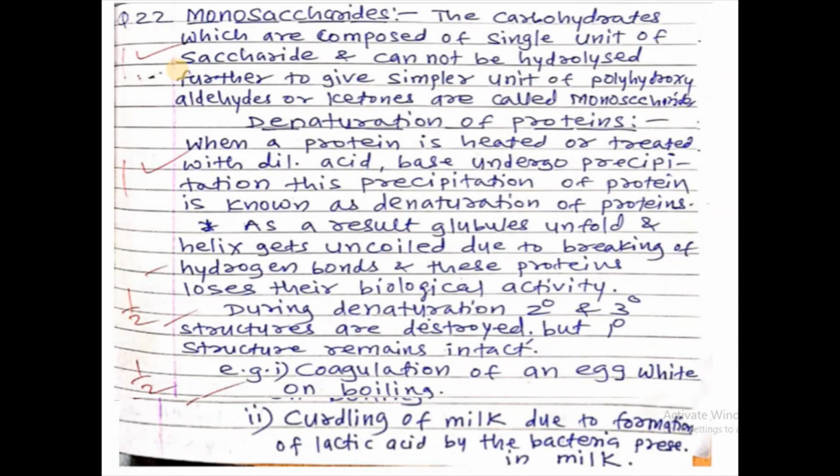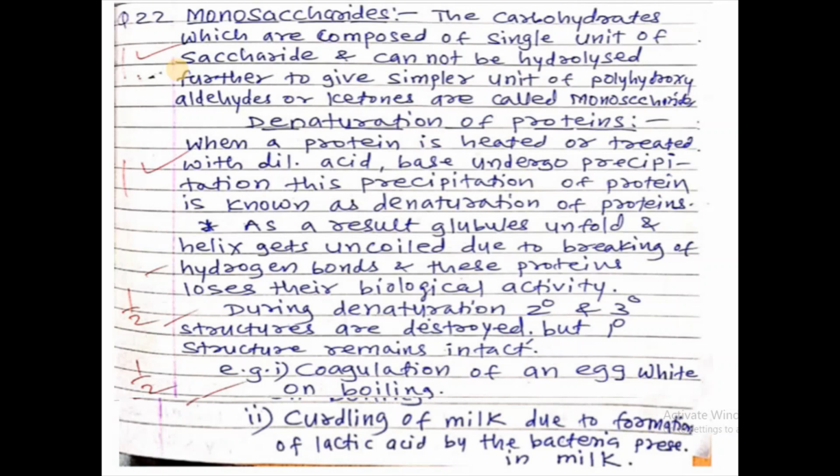Question number 22. What are monosaccharides? And explain denaturation of proteins. Monosaccharides are the carbohydrates which are composed of a single unit of saccharide and cannot be hydrolyzed further, or these are the basic units of the carbohydrates which do not undergo further hydrolysis, and these are known as monosaccharides. That means they are polyhydroxy aldehydes or polyhydroxy ketones, and monosaccharides cannot be further hydrolyzed.